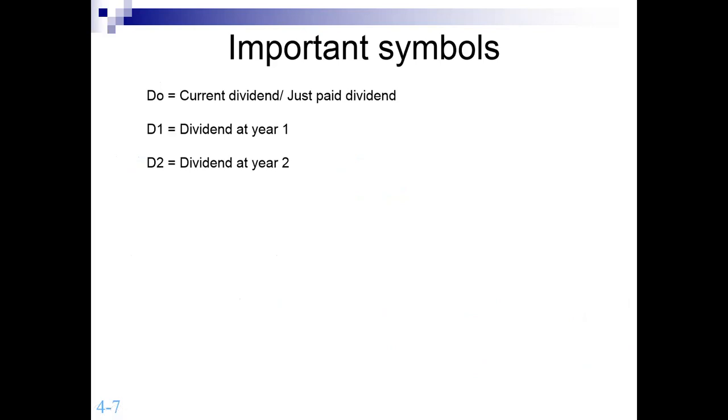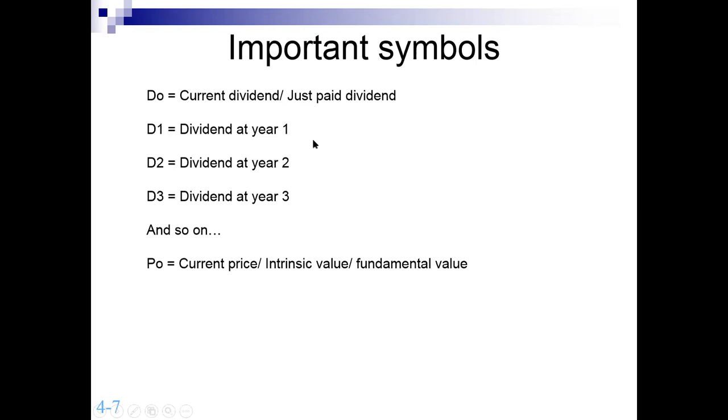D naught will be used for the current dividend, or the dividend which is just paid by the company. D1 will be used for the dividend you will receive after 1 year, and so on. In a similar way, the term P naught will be used for the current price, P1 the price at the end of year 1, P2 the price at the end of year 2, and so on.